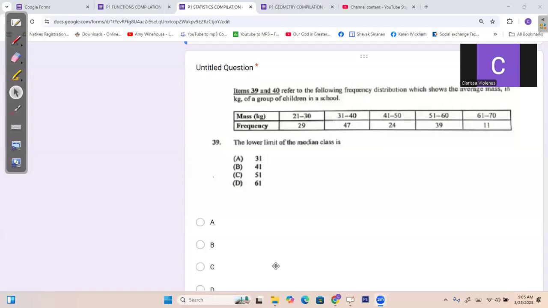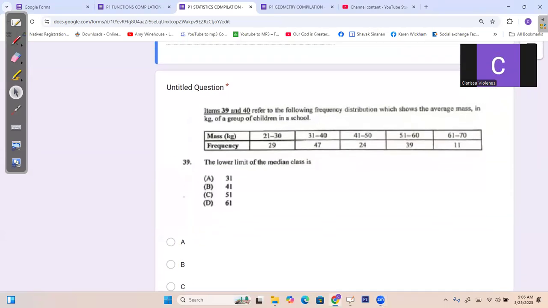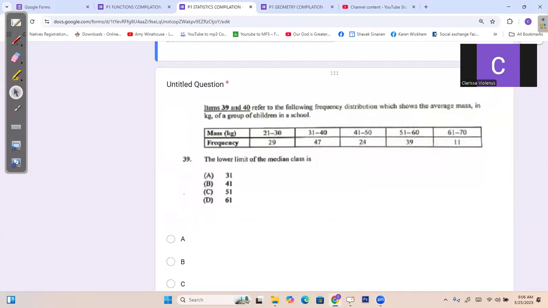All right, guys, so these are the answers for the statistics questions. So there we go. It says here, we're looking at the lower limit of the median class.